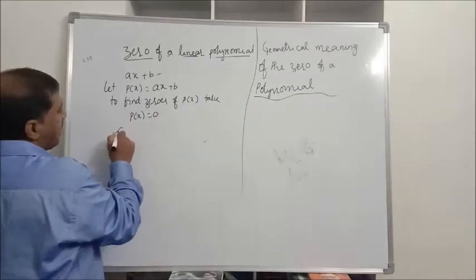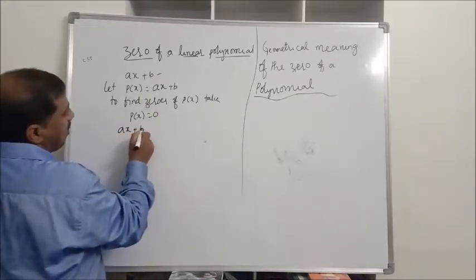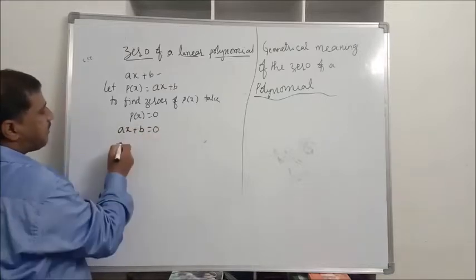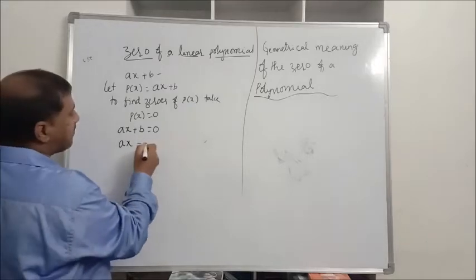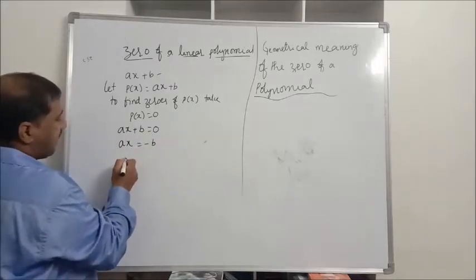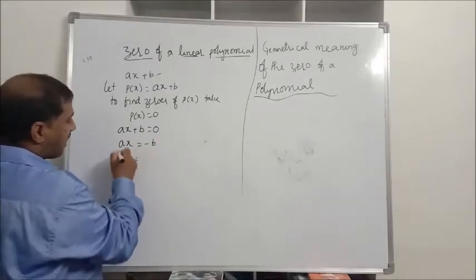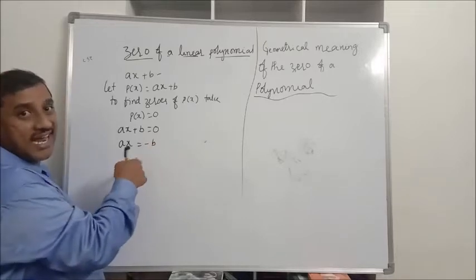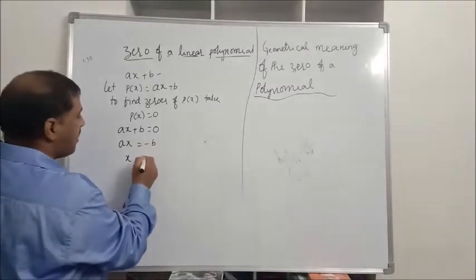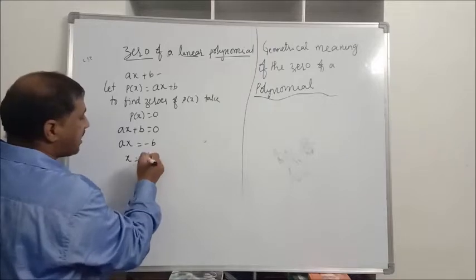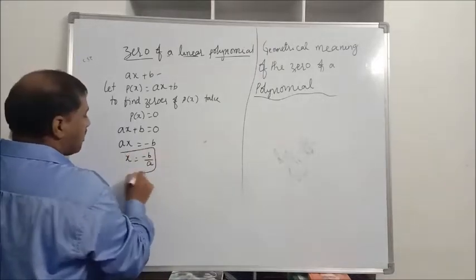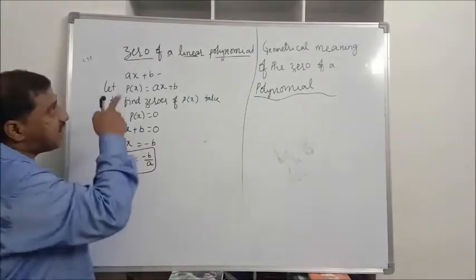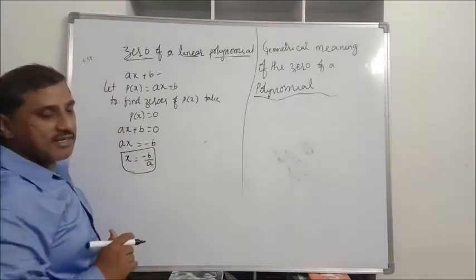That is, ax plus b is equal to 0. Transposing plus b to that side, we get ax is equal to minus b. Then x is equal to what? Transpose a to this side. ax means a into x, so it divides. Therefore x is equal to minus b by a. So minus b by a is the zero of the polynomial ax plus b.